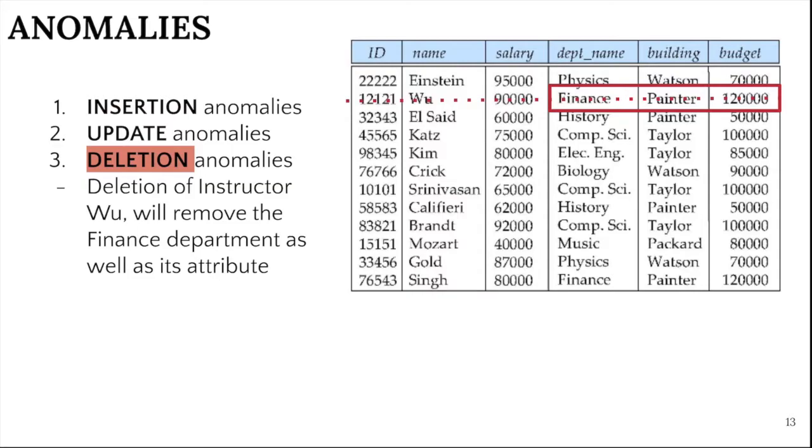So, since siya na lang yung mag-isa na nasa department na finance, if we delete the record of Wu, kahit yung department name, building, and budget ng finance, matatanggal din. So, parang as if nawala yung finance department pag tinanggal yung last na instructor na nasa table nito. So, that is a deletion anomaly. If I delete an element, tapos magtatanggal ako ng more information.